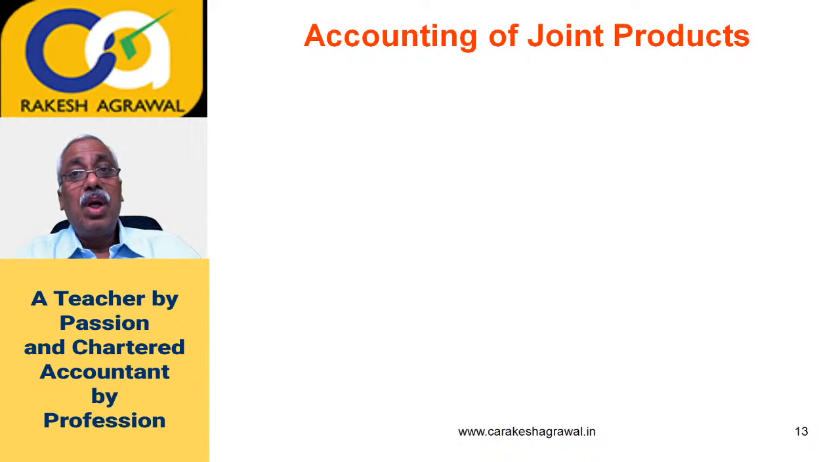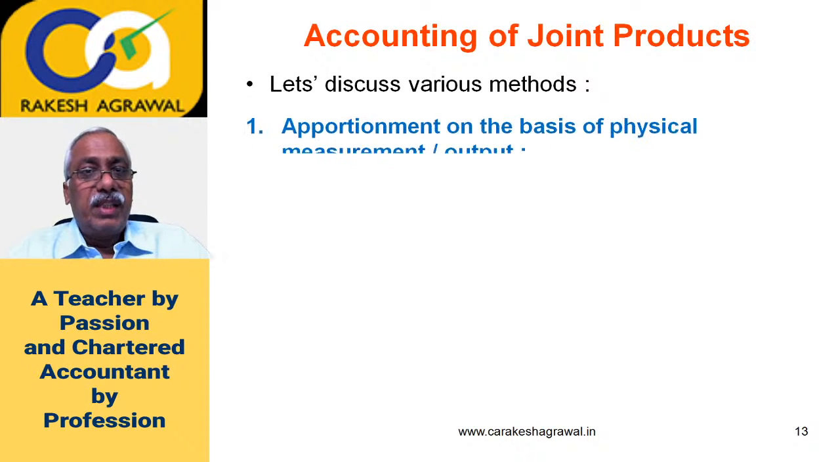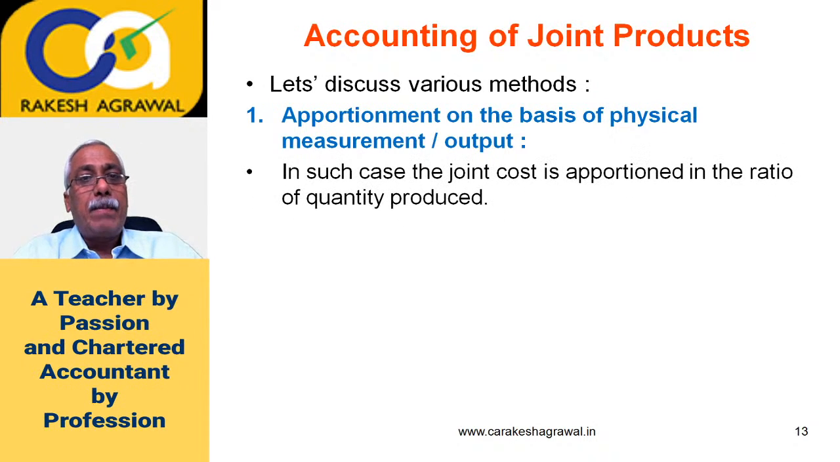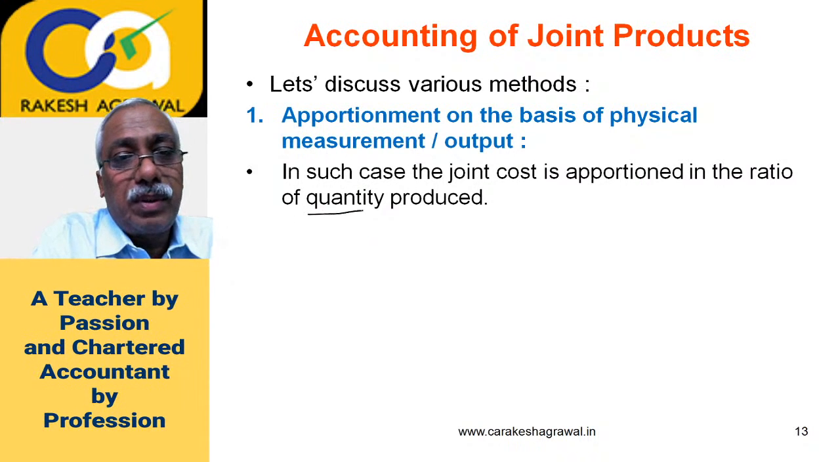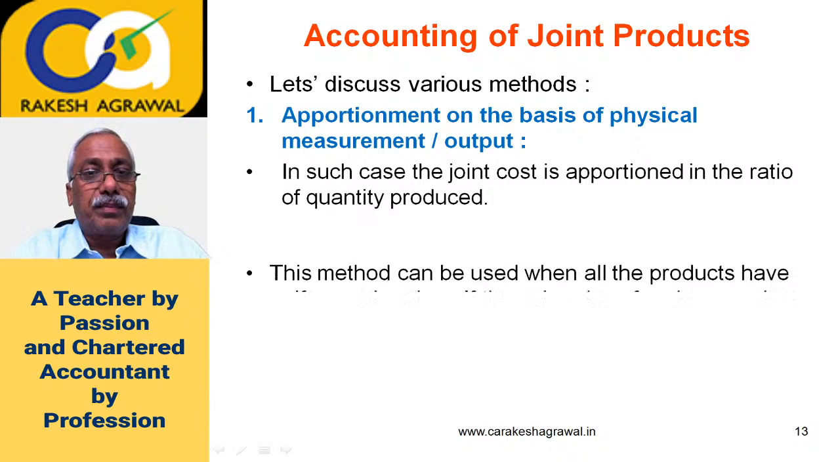Now we go to the accounting of joint products. Right? Byproduct accounting is done. Now we have to distribute the common cost between the variety of joint products. Let's discuss various methods. One is the apportionment on the basis of physical measurement, that is, on the basis of output. Physical measurement and output are one and the same. That is the first method of apportionment of joint cost between joint products. In such a case, the joint cost is apportioned in the ratio of quantity produced.